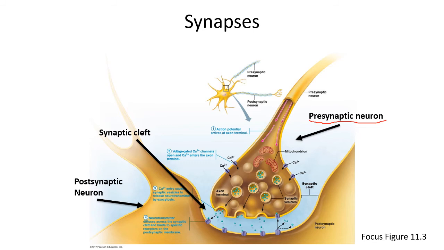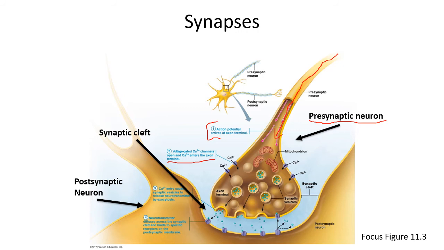This is the neuron where the electrical signal is coming from. So we can see here the action potential is flowing this way down the presynaptic neuron. And then the electrical signal is basically going to create a chemical reaction. Don't worry too much right now about the voltage gated calcium and what that means.